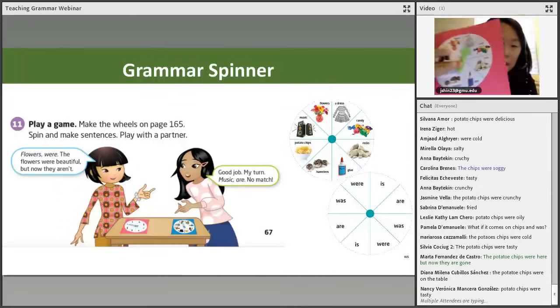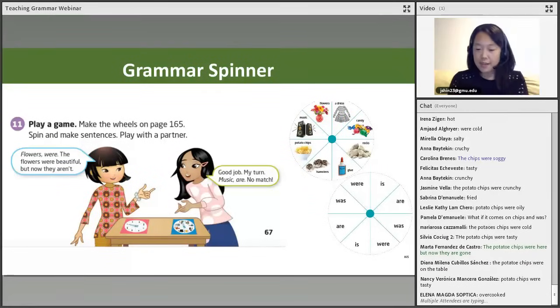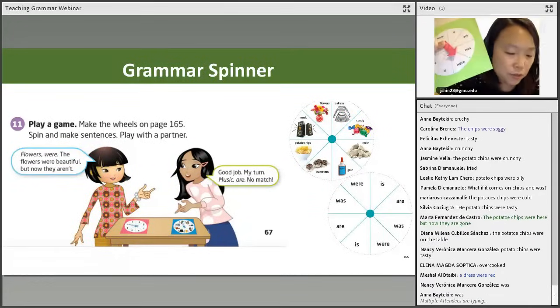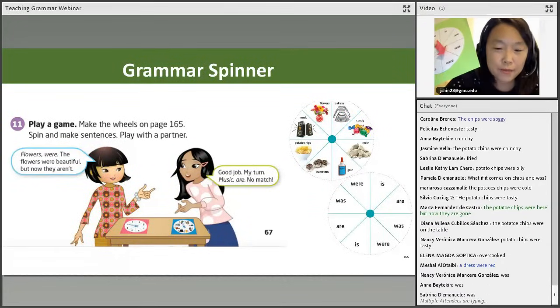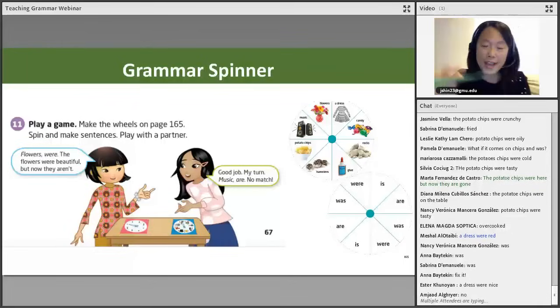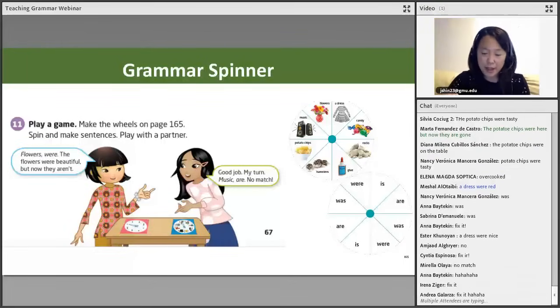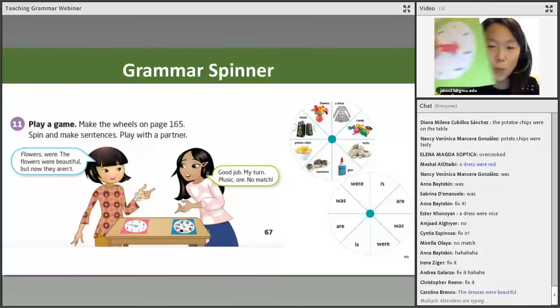It's on address. Address. Okay. Were. Address were. Well, okay. So that doesn't go. So I'm going to do it again. Address. Was.